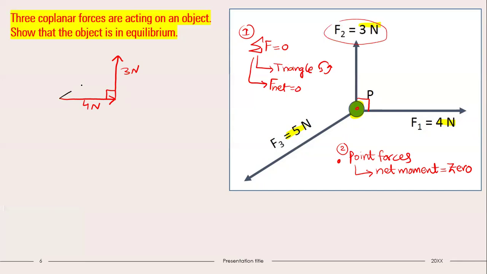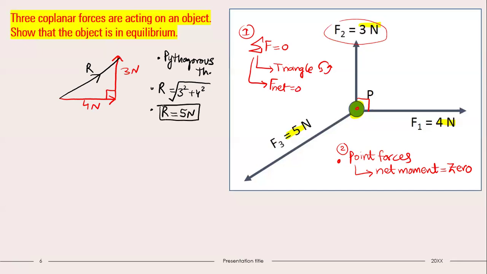So let's say the resultant comes out to be this. You use Pythagoras theorem to find the resultant. Using Pythagoras theorem, the resultant is equivalent to the square root of 3 square plus 4 square. Solving it, you get an answer of 5 Newton. So we can say that the resultant of these two forces is equal to 5 Newton.